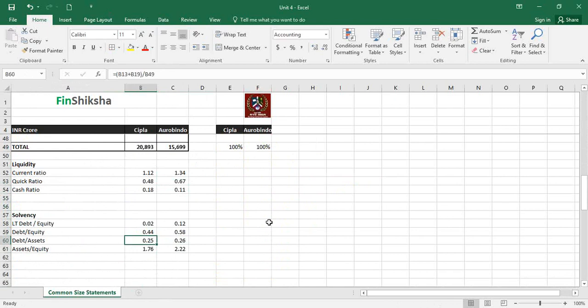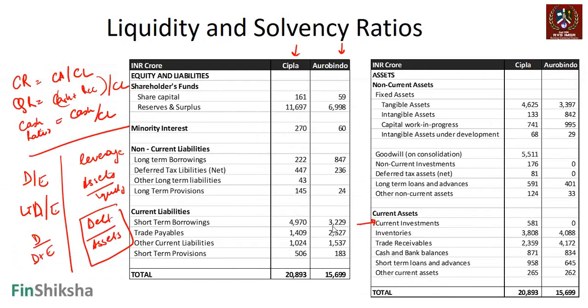But broadly speaking, it seems that both companies do not have excessive risk. On pure liquidity parameters, Aurobindo seems to be better. On pure solvency parameters, Cipla seems to be slightly better, right? That's the nature of analysis that these ratios would essentially help us do. That's the idea of calculating these ratios. You can compare a firm across its history, or you can compare a firm across its peers, right?